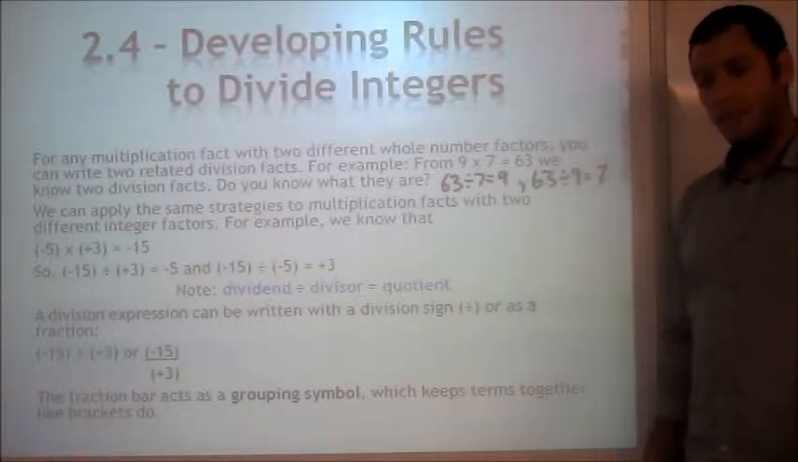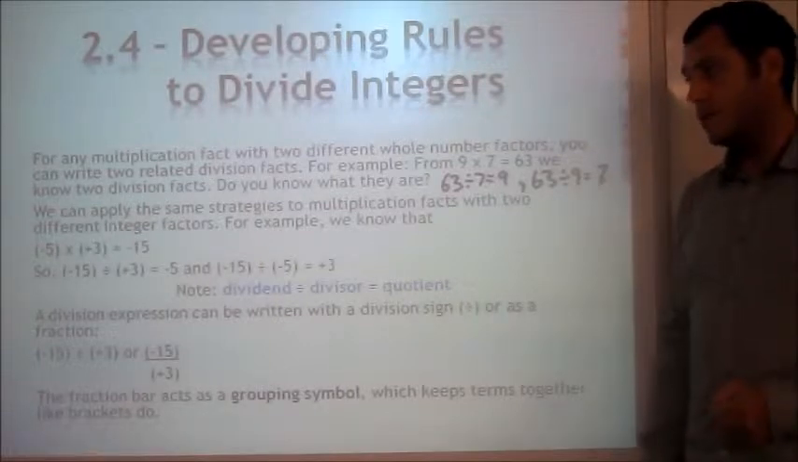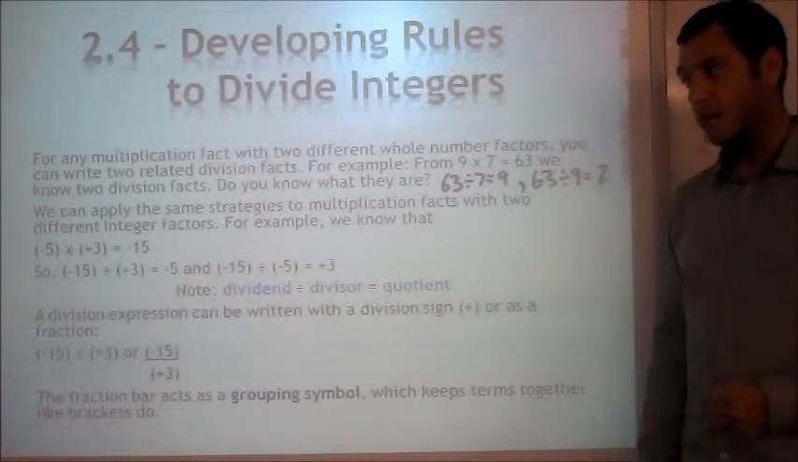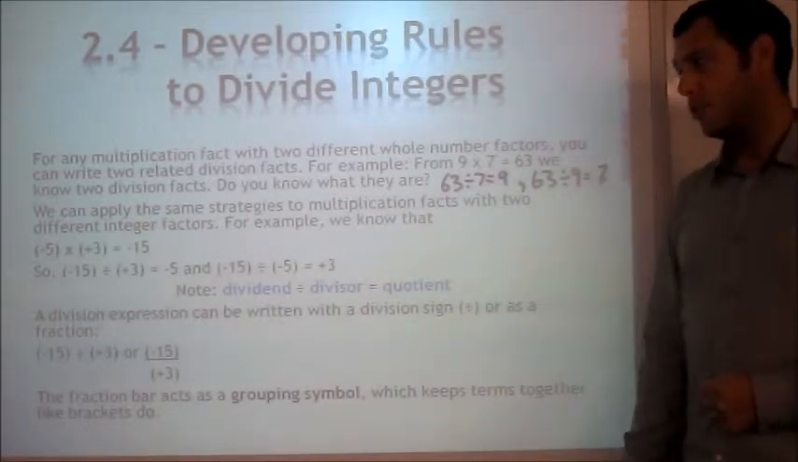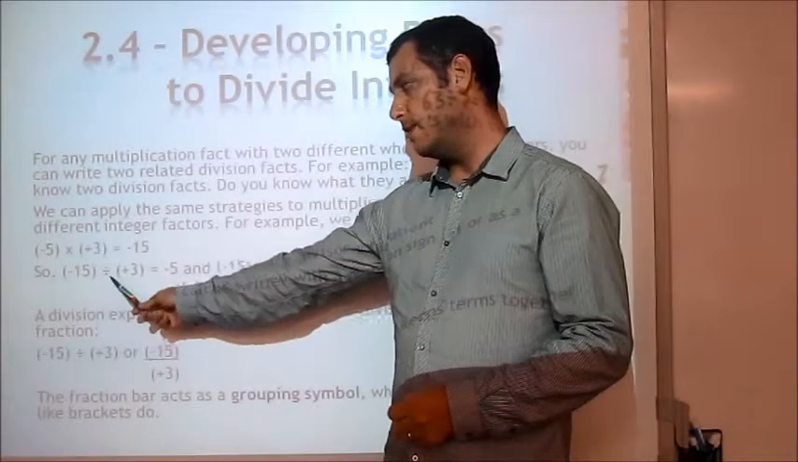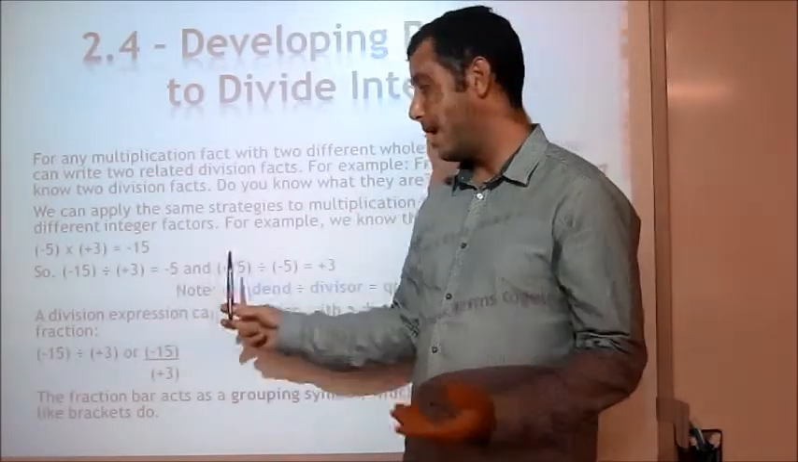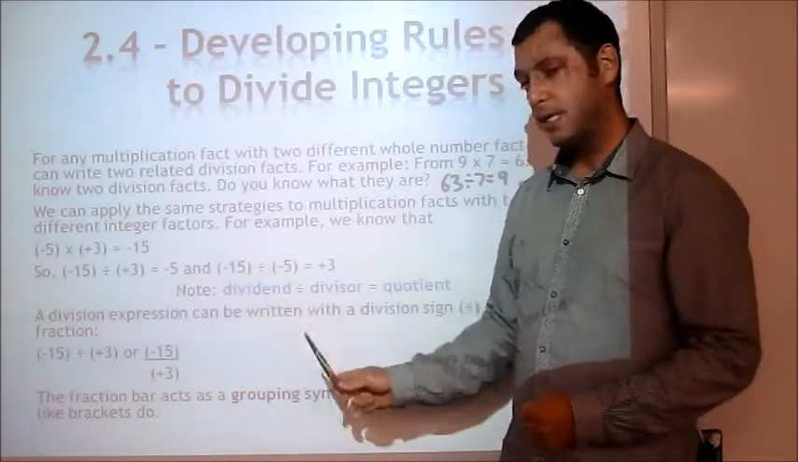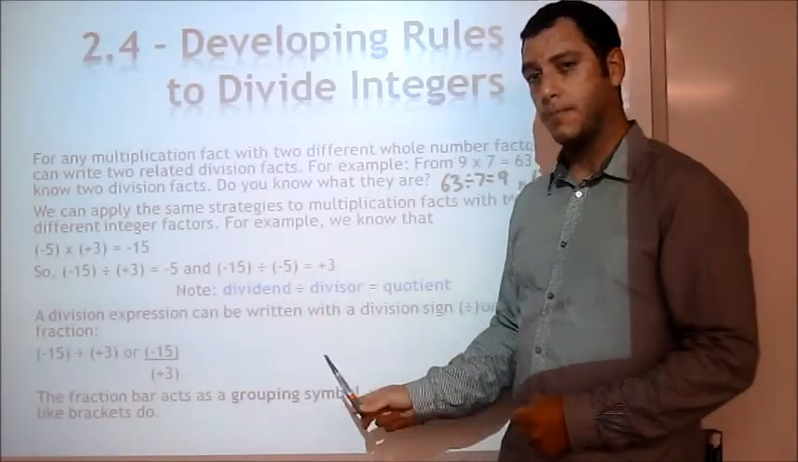We can apply these same strategies to multiplication facts with two different integer factors. For example, we know that negative 5 times positive 3 is equal to negative 15. So negative 15 divided by positive 3 is equal to negative 5. And negative 15 divided by negative 5 is equal to positive 3.